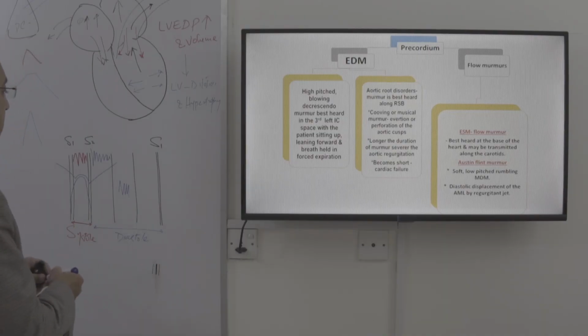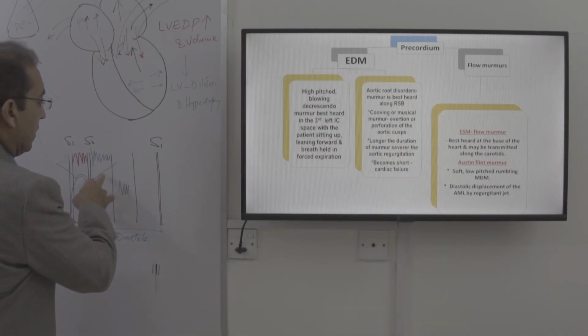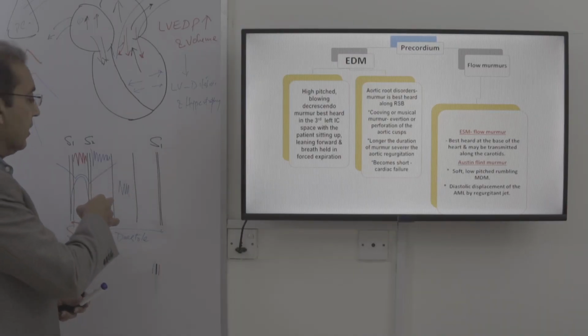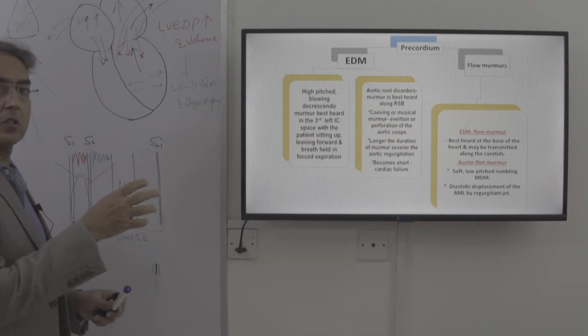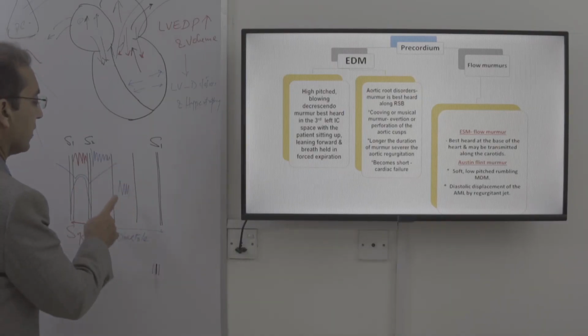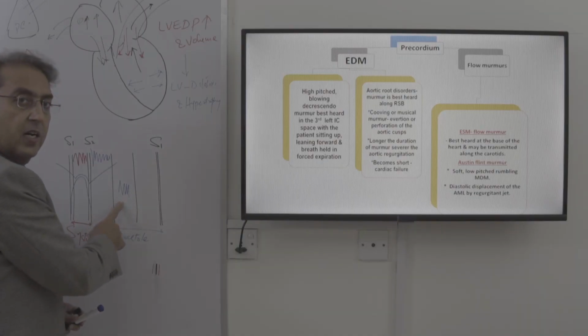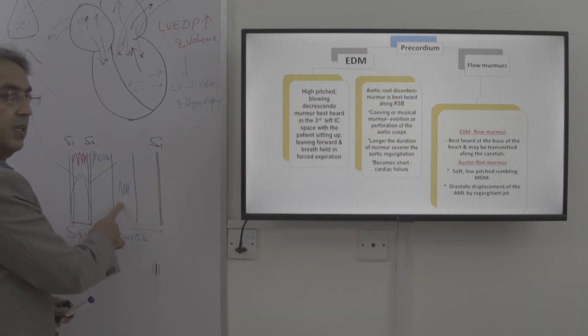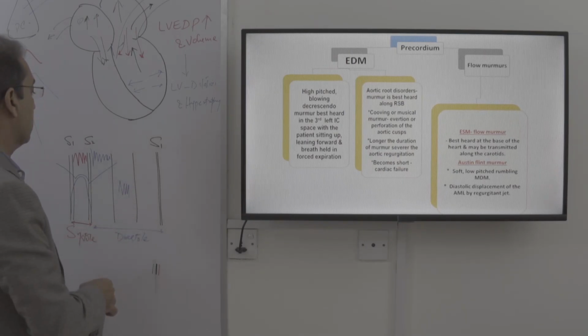this time. And when this blood is moving inward into the left ventricle, the jet may sometimes cause displacement of the anterior mitral leaflet that may result in a mid-diastolic murmur. So this may be a murmur which is confused with the murmur of mitral stenosis.